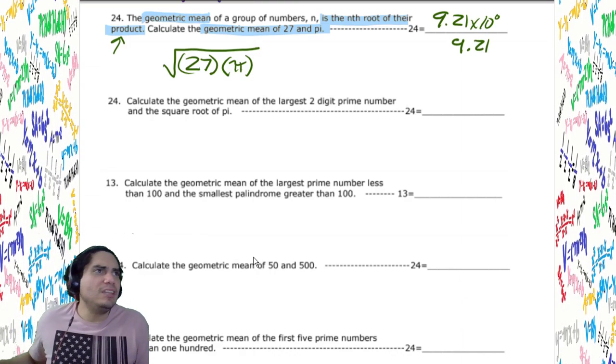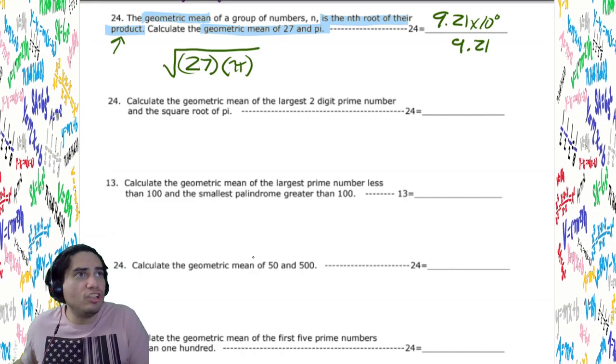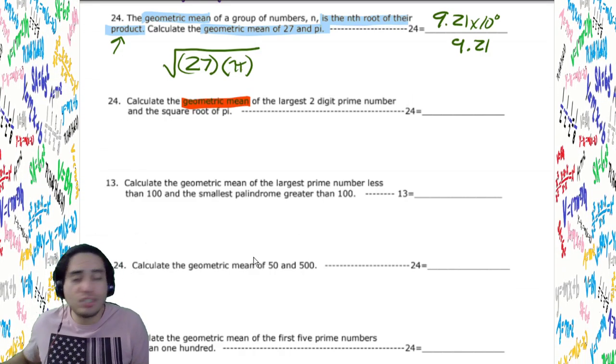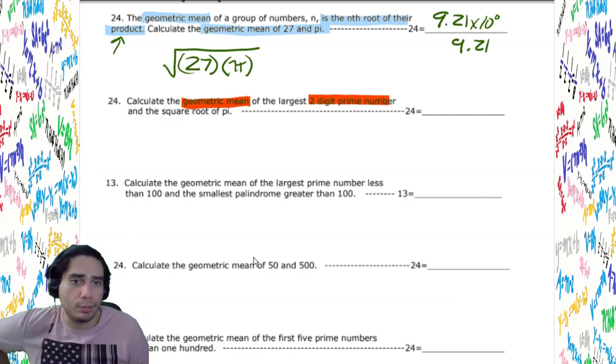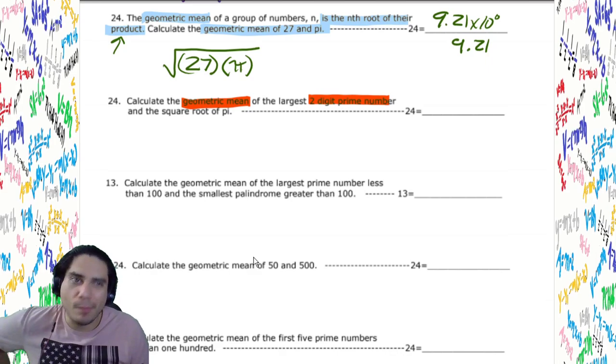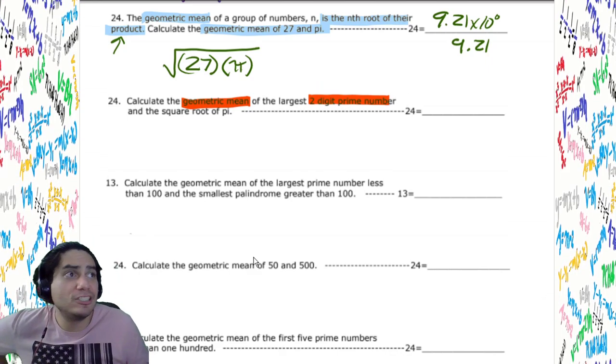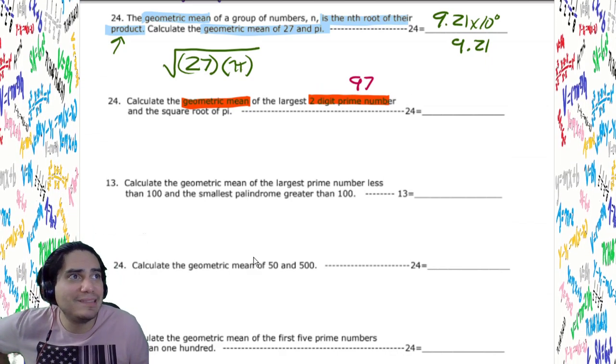So calculate the geometric mean. Oh, there's another one. Another geometric mean of the largest two-digit prime number. Okay, hope you remember that one. We were practicing that. Largest two-digit prime number, 97.